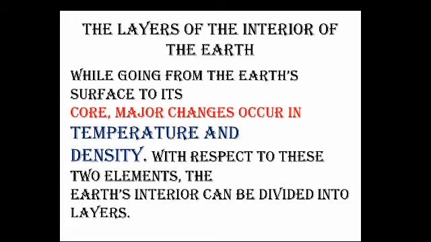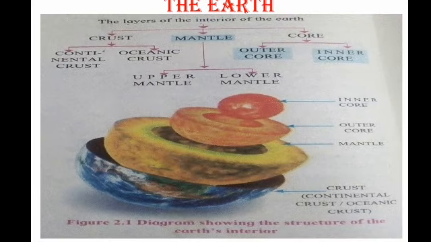Here one diagram is given in your textbook. Observe that diagram carefully. The layers of the interior of the earth: the crust has two parts, continental crust and oceanic crust, that is Sial and Sima. The mantle is also categorized into two layers, upper mantle and lower mantle. The core, the innermost part of the earth, is divided into outer core and inner core.